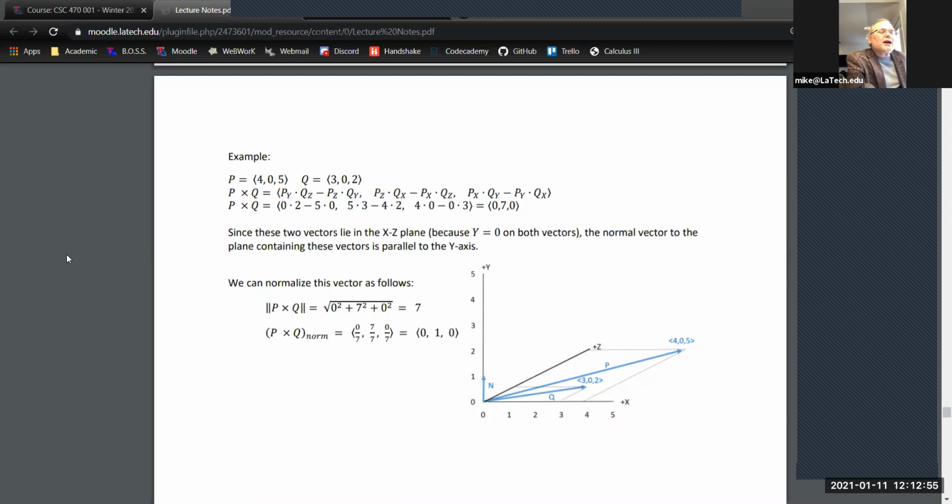And if I normalize that, I get 0, 1, 0, which is exactly what you would expect since P and Q are in the XZ plane. The vector that is at 90 degrees to that has to be a vector that points in the direction of the y-axis. And once I normalize it to a length of 1, it's just 0, 1, 0. And that, my friends, gets us all the background we need so that next time we'll be able to start on backface culling. So that's all I had for you today. Are there any questions?